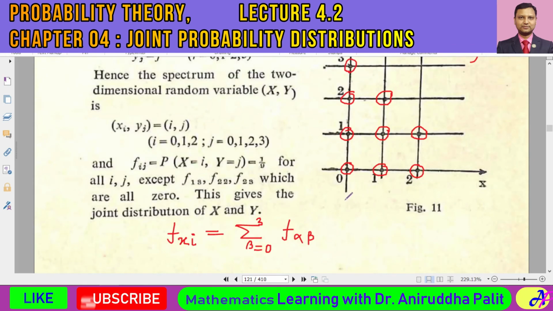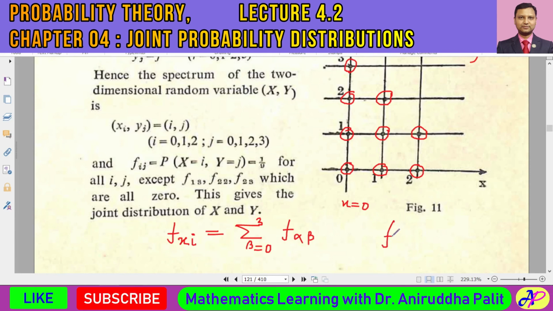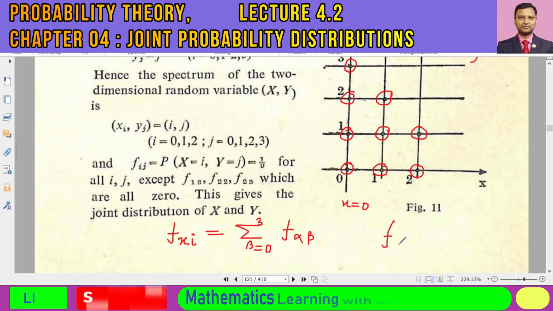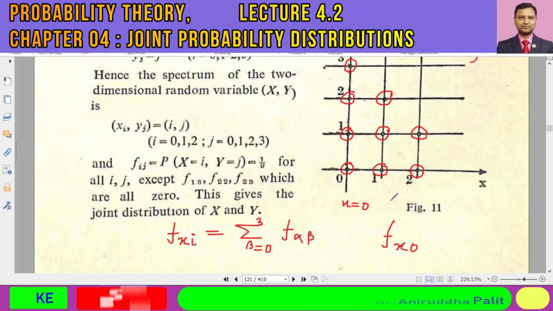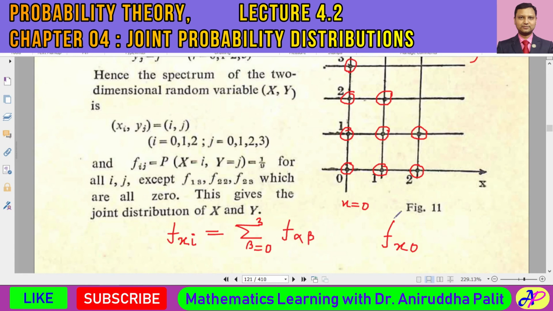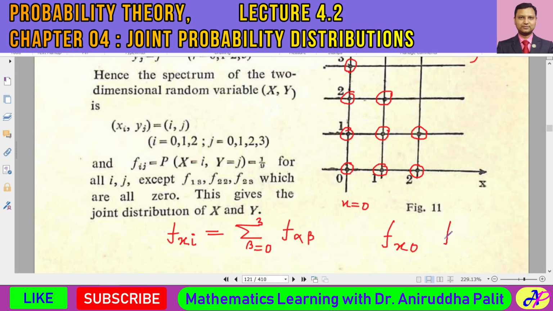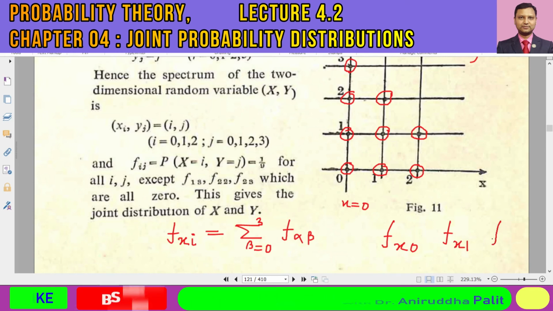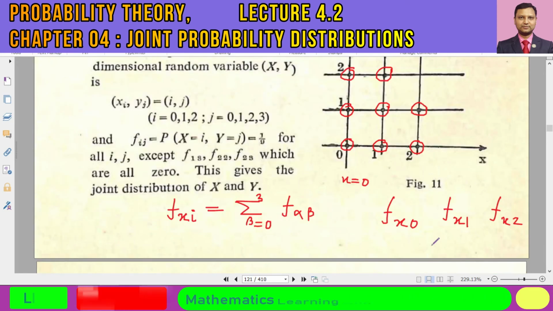You see, if x is equal to 0 over here, if this is the grid, then what would be f of x0? This is the first value, x is equal to 0, so over here i is equal to 0, f of x0 should be there. Similarly for i is equal to 1 we shall have f of x1, and for i is equal to 2, we shall have to find out f of x2.